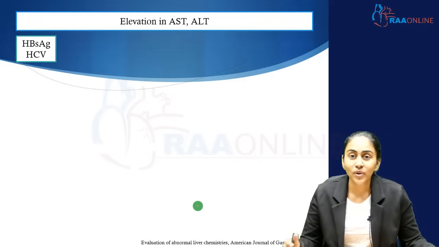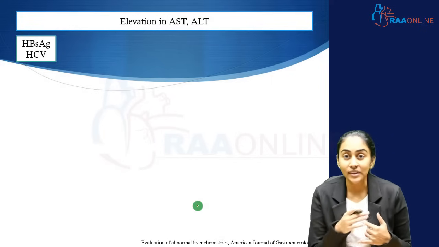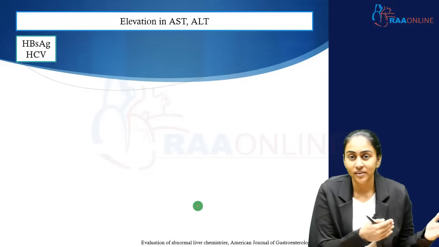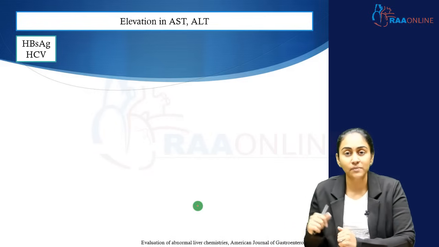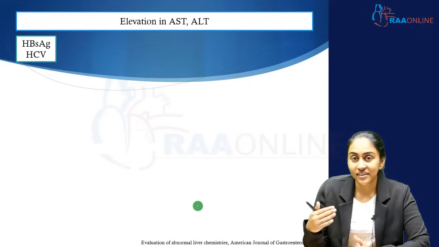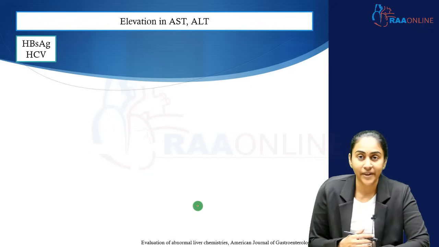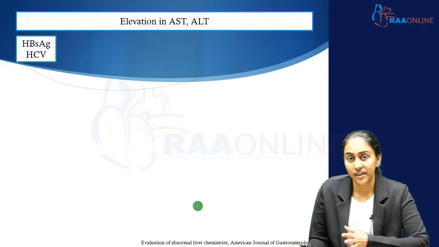Now, another way of looking at this elevation in ALT and AST. So, first we saw the degree of transaminitis. We looked at whether it is less than 5 times the upper limit of normal, 5 to 15 times, or more than 15 times the upper limit of normal, and saw which are the liver disorders which could present with that degree of transaminitis. Second, what did we do? We looked at the pattern of transaminitis abnormalities.